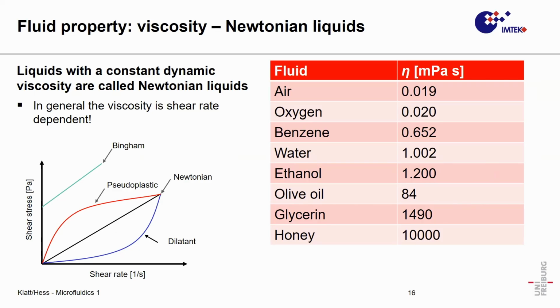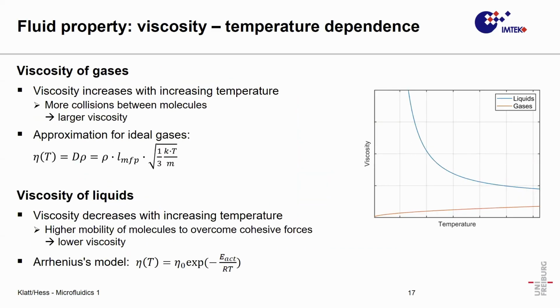On the first slide, we discussed that most fluid properties depend on the state variables. While this might not be the case, for example, for the density of liquids, it is definitely the case for the viscosity of gases and liquids. On this slide, I would quickly like to discuss how the temperature influences the viscosity of gases and liquids.